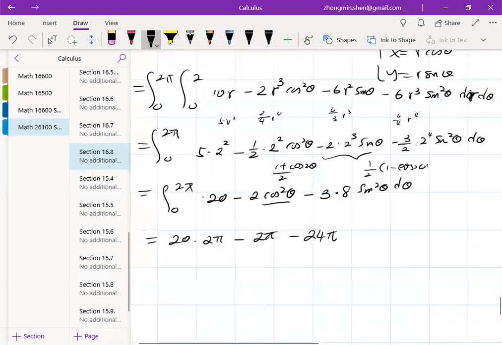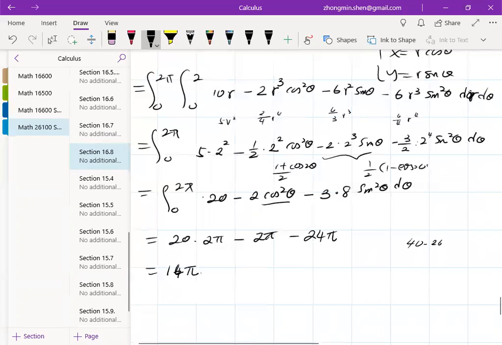Okay. So finally, I'm running out of time. Finally, 40 minus 26 will be 16 pi. 14 pi.